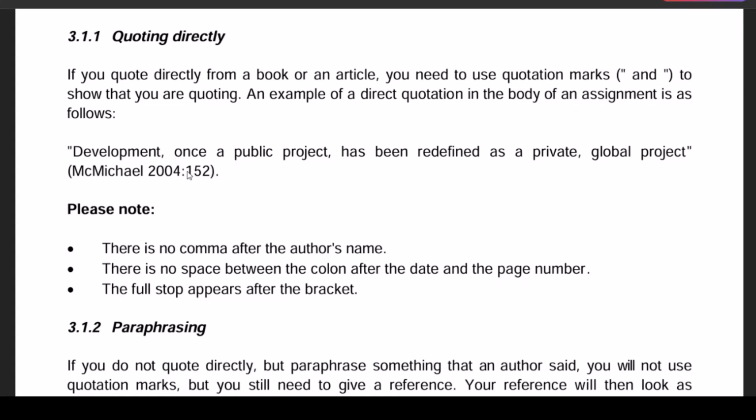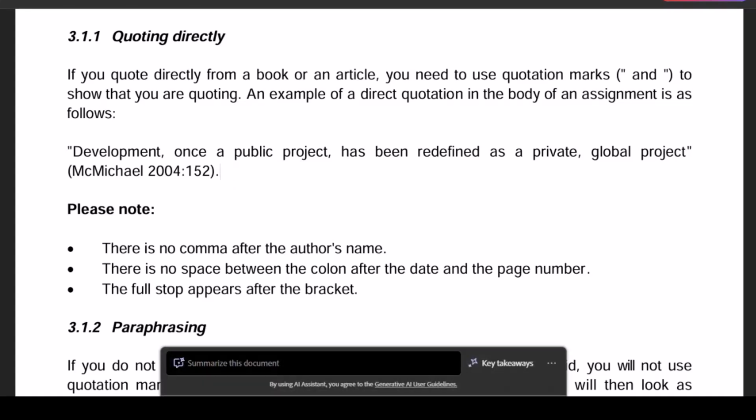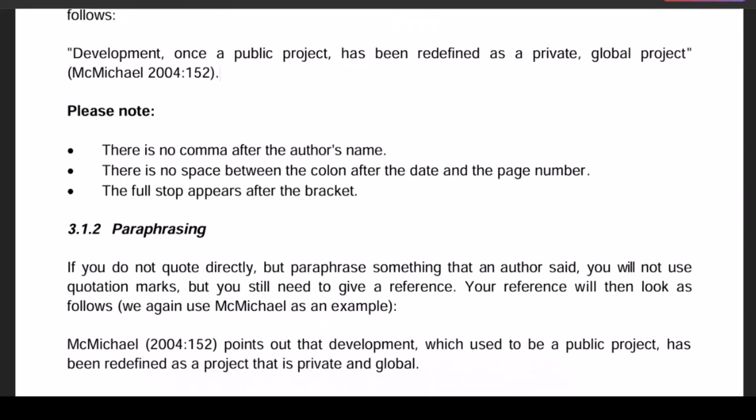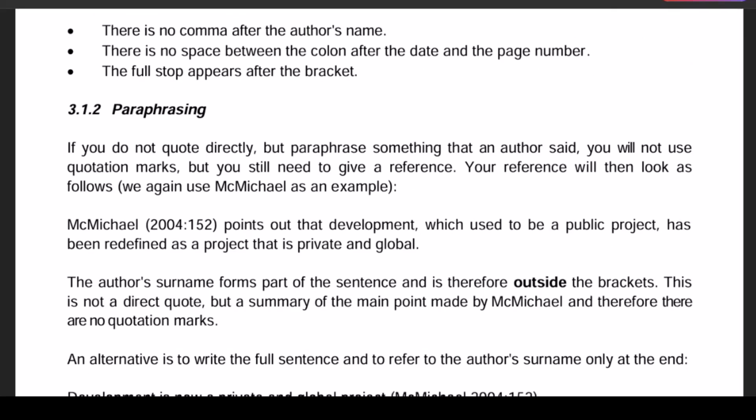And then the full stop appears after the brackets. You see that? The full stop will appear after the brackets, because this is a sentence, ne? After a sentence, you put a full stop. If you forget to put a full stop, it means you're continuing with your argument. And then when we check, you didn't continue with your argument. That was the end of your argument. Then you lose marks because you didn't put a full stop. Something very small that makes us lose marks, ne? So please check that.